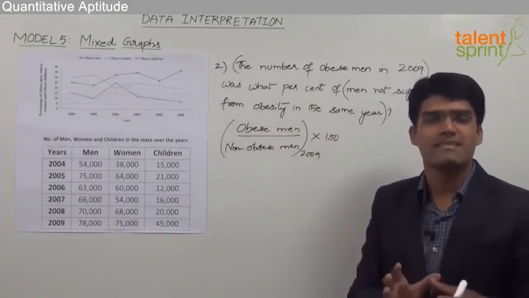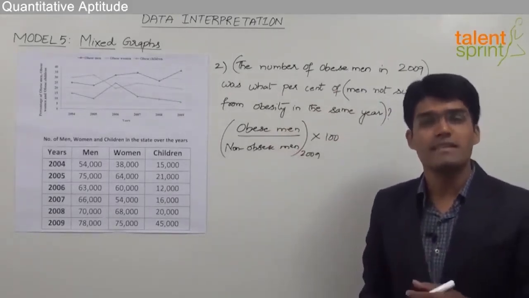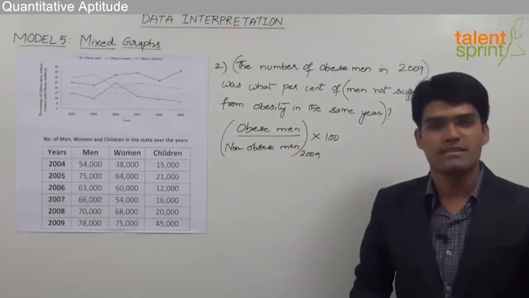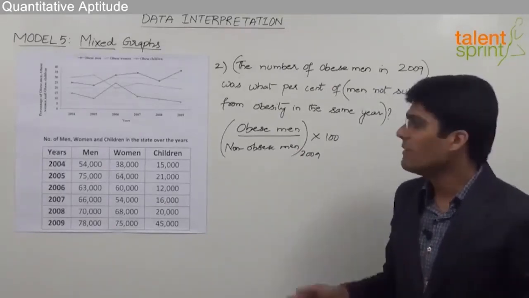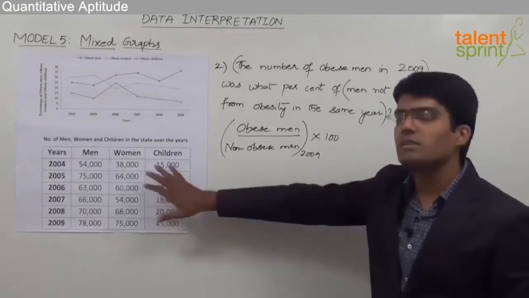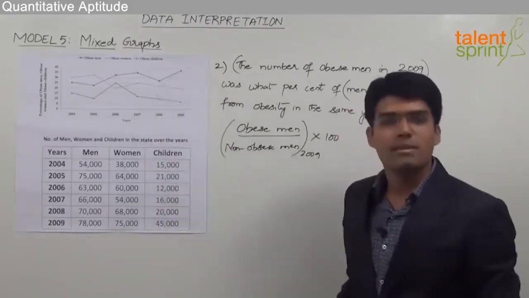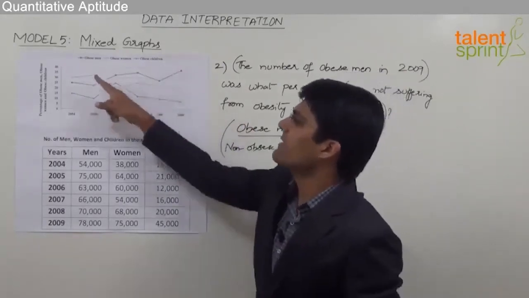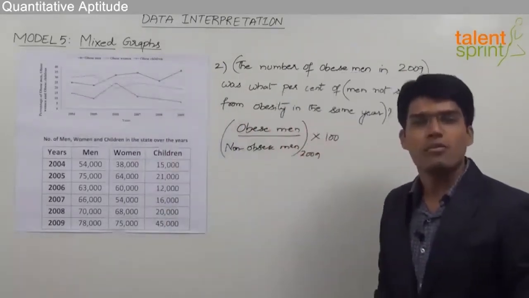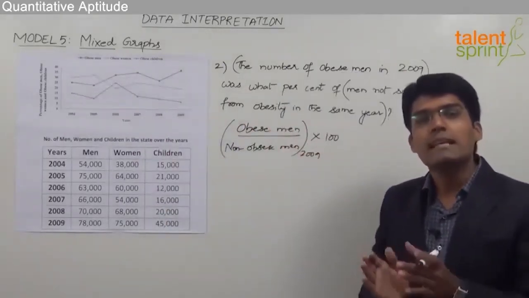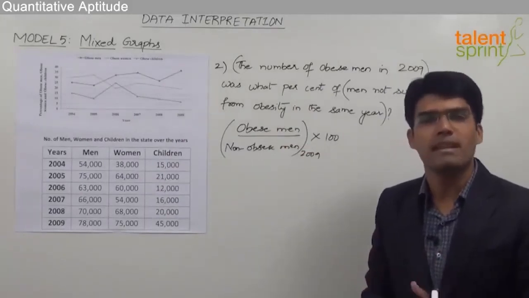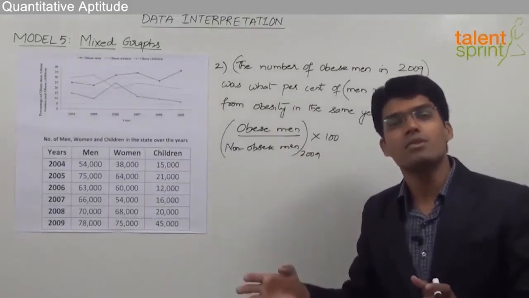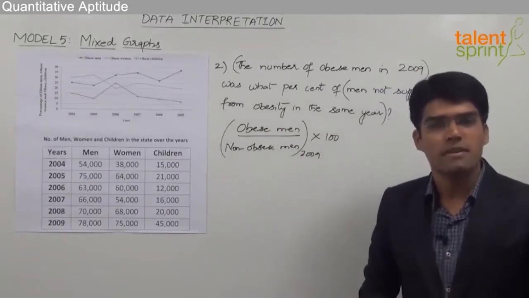But friends, that's the general way of solving the problem, and it takes a lot of time to do all those calculations. But smart students will get the answer without referring to the table, directly by looking at the given percentage here. We know that in the year 2009, 37.5% of the men are obese. Now it is obvious that if 37.5% men are obese, the remaining 62.5% men are not suffering from obesity.